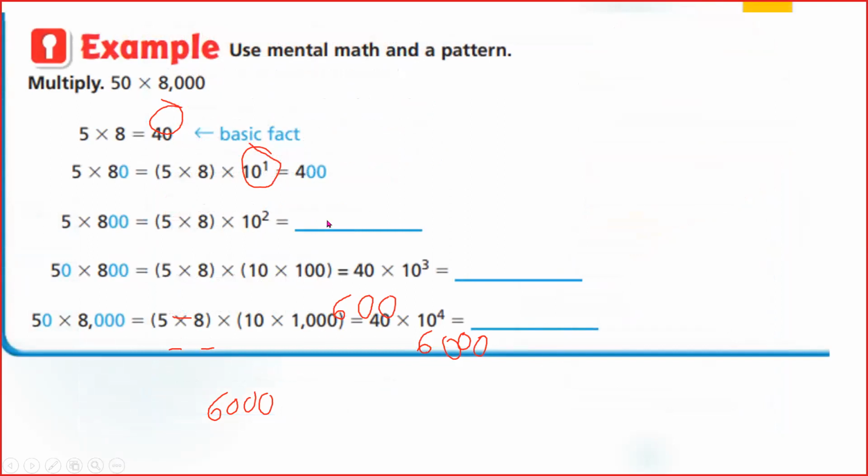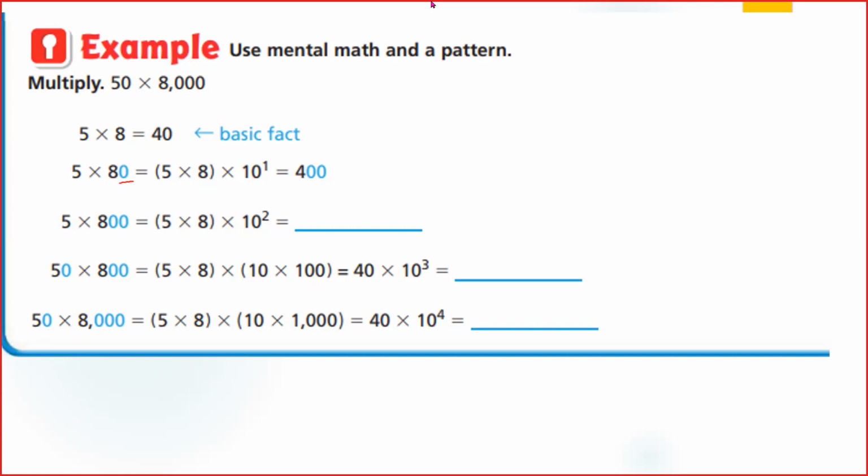Now, keep your book open on page 29 to solve this one here. What do we have? We have 50 times 8,000. It's in your book, not copybook. Okay, see here now. How many zeros do you have? 1 zero. So now, let's try.